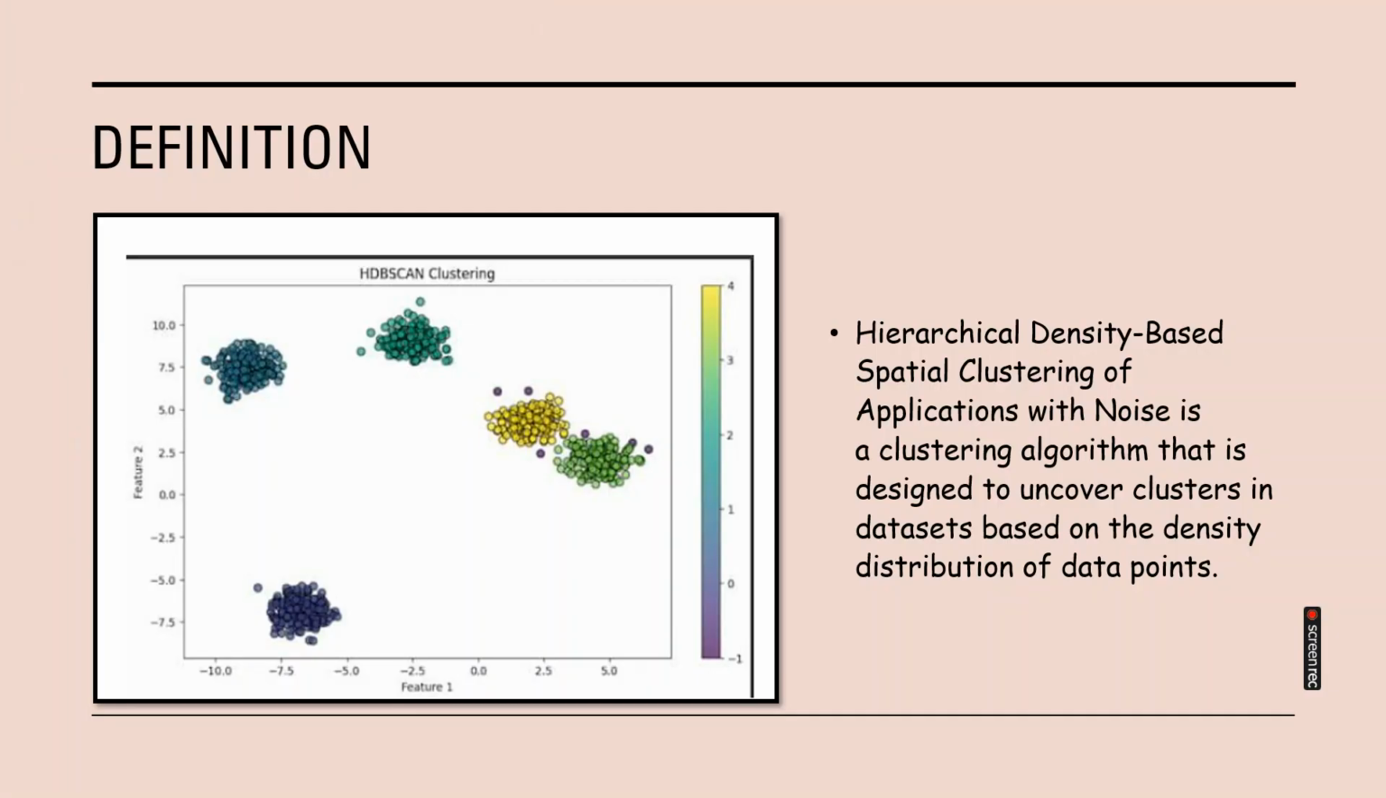So here we will not have a fixed epsilon. Instead of that, we will have a fixed min samples, which is nothing but the number of neighboring points to identify the core point. So this min samples will be kept fixed in this algorithm, and the density is not kept fixed.